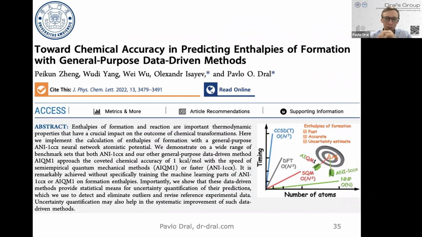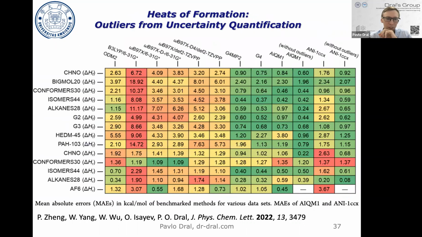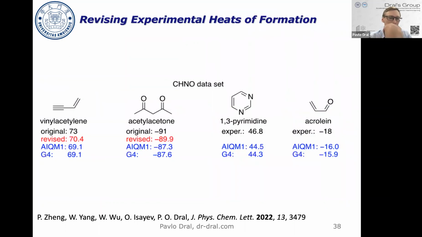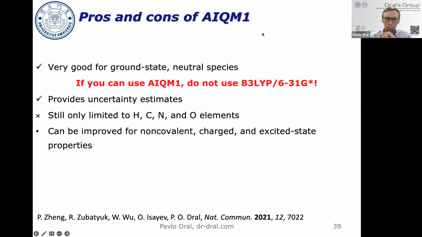So I will skip this. I just mention that you can get uncertainty estimates with it because it is based on machine learning. And when you get uncertainty estimates, you can even revise experimental heats of formation. And that basically is the main message from this part of the talk: if you can use AIKM1, you should not use B3LYP anymore.